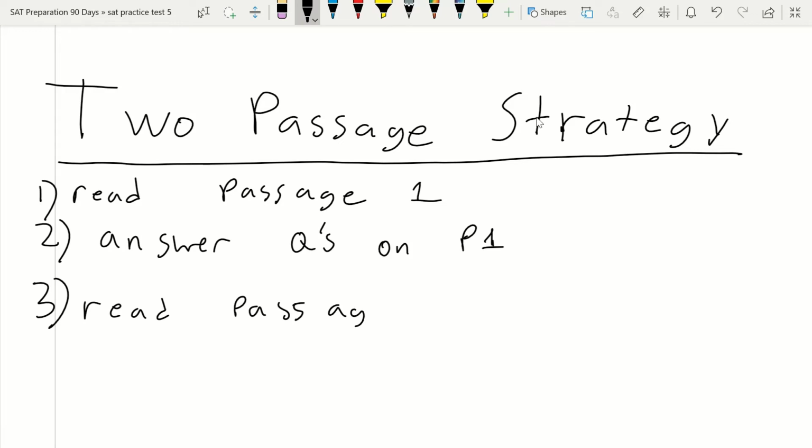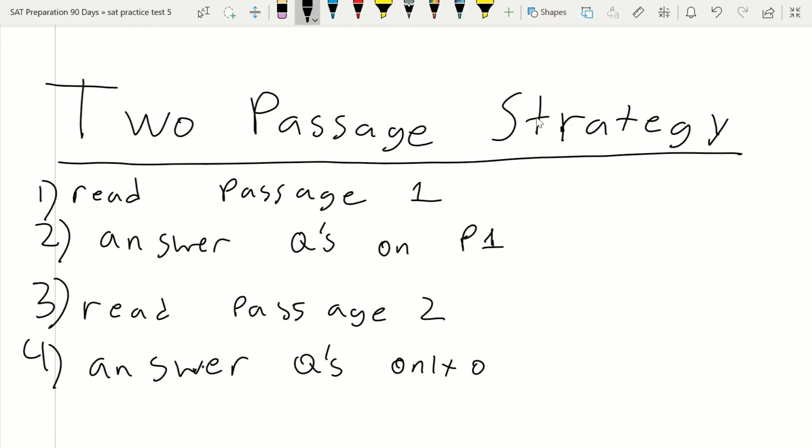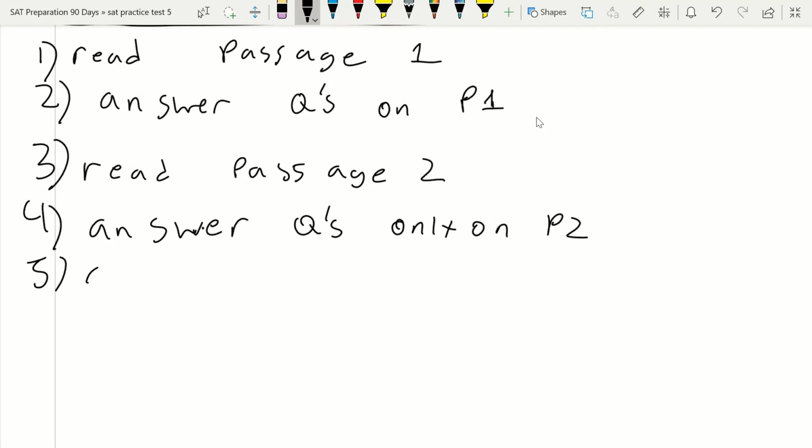So I'll go back then and I'll read passage 2. After I read passage 2, I'll answer the questions that are only about passage 2. So only on passage 2. After I answer those questions that are only on passage 2, at that point I will go back through and answer any questions that ask me to compare or contrast them, or any questions that ask about both of them together. So if I see passage 1 and passage 2 contained in one question, I will answer those. So answer questions on passage 1 and passage 2 together.